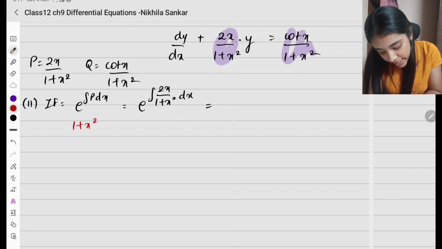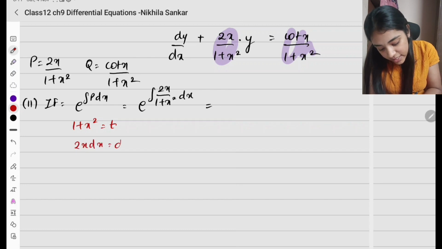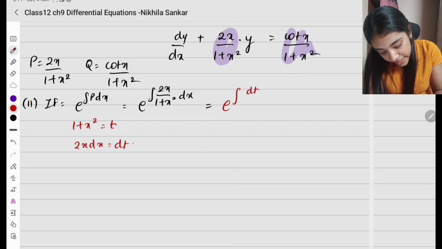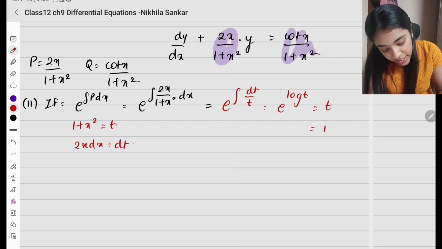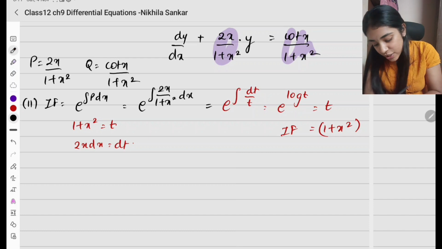So I'm going to take 1 plus x square as t, 2x dx equals dt. So this I can write it as e to the power of dt divided by t, which is going to be e to the log t, which is simply t. And what is my t according to the substitution? 1 plus x square. So this is going to be my integration factor.